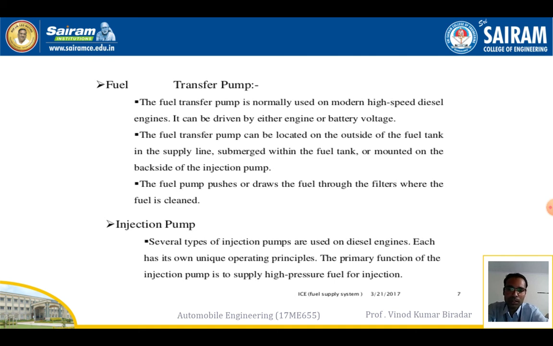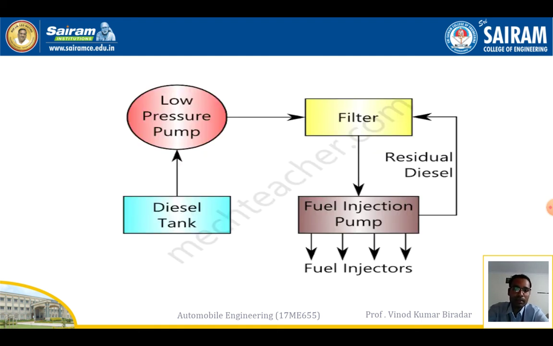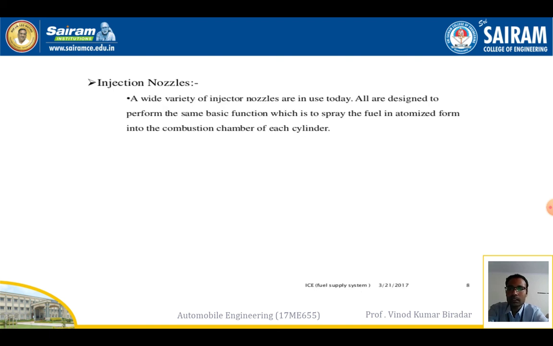The next one is the injection pump. A number of different types of injection pumps are used nowadays on diesel engines, and each has a unique operating principle. Every injection pump has some specific characteristics and working nature. The main function of the injection pump is to supply high pressure fuel to the fuel injector. From the fuel injector, the fuel is injected into the cylinder where combustion takes place.